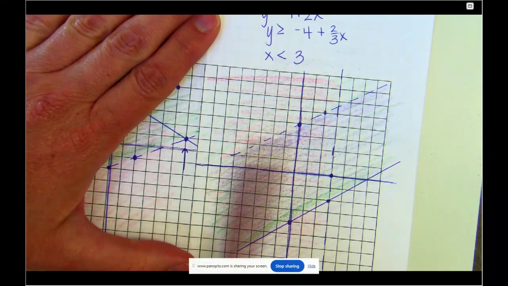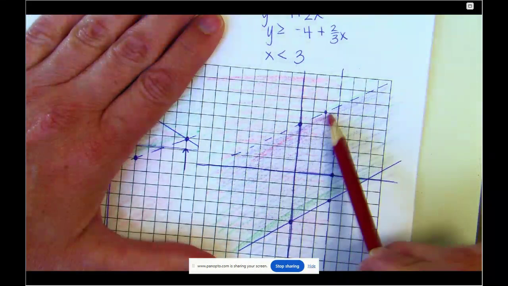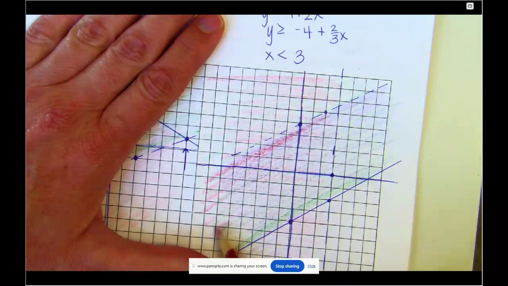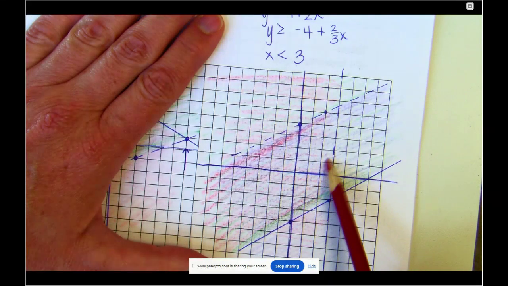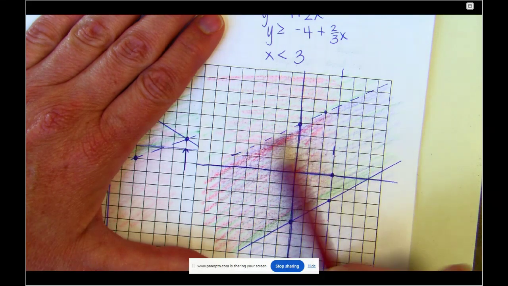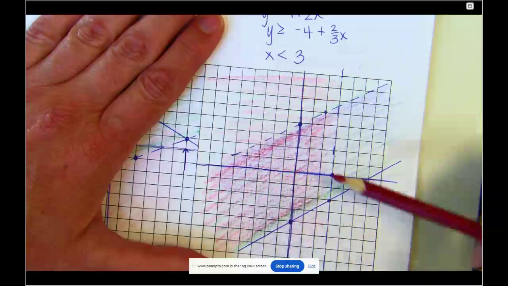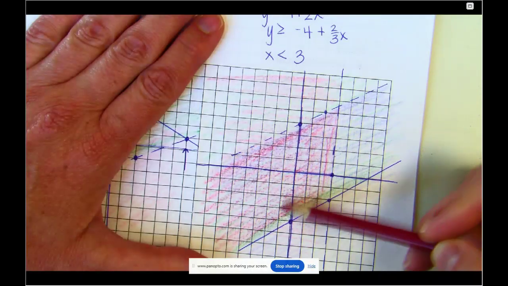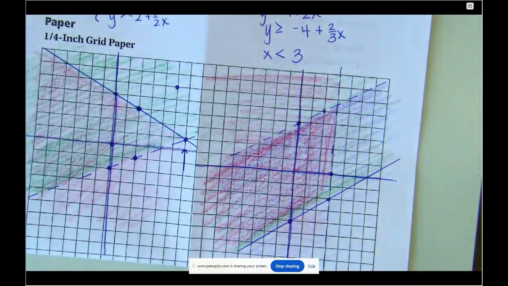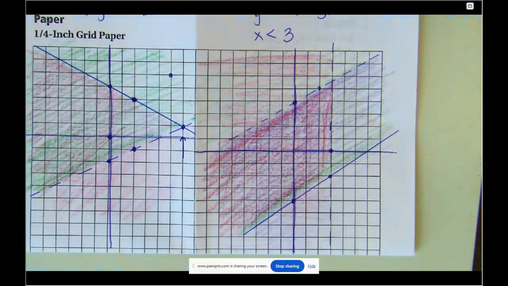So when you do this, then you can see that it's this in here where all three colors are. Yep. So when I shade everything all the way to the left of that, because negative numbers are still less than 3. Okay.